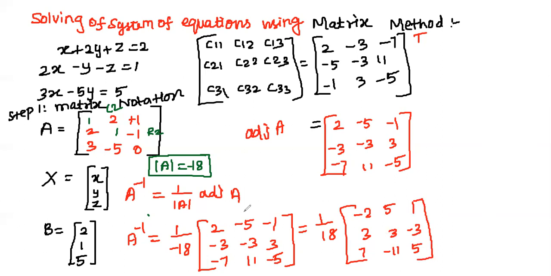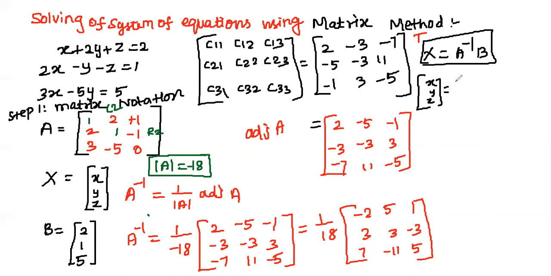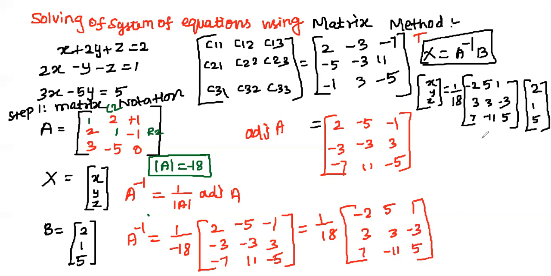So now we're going to substitute back for X. So what is capital X? Capital X is equal to A inverse into B. So capital X is nothing but X, Y, Z. And A inverse is 1 upon 18 and minus 2, 5, 11, 3, 3, minus 3, 7, minus 11, 5. And what is B? B is the constant matrix, 2, 1, 5. So that I'll write it here. So now we're going to perform matrix multiplication between these two. Can you perform the matrix multiplication and tell me the answer?